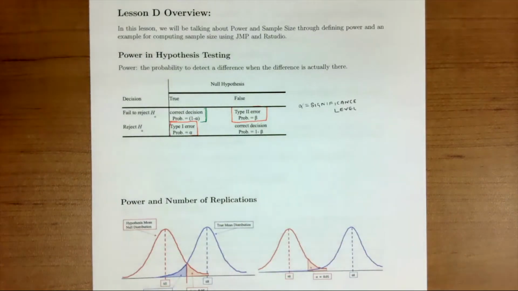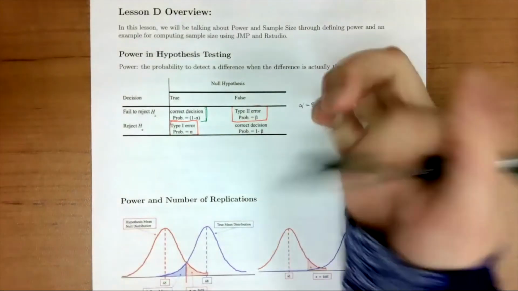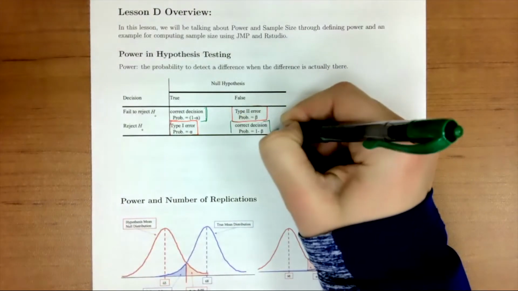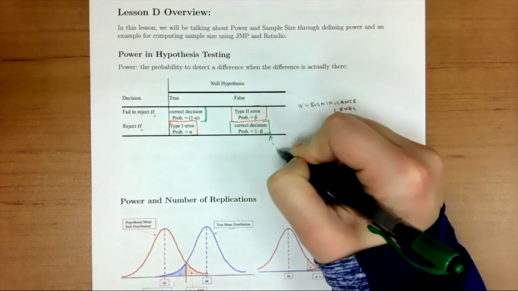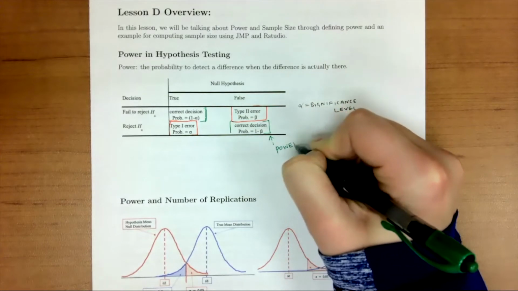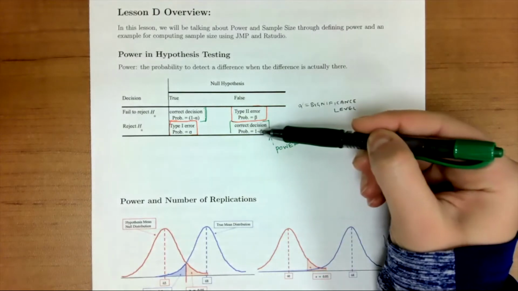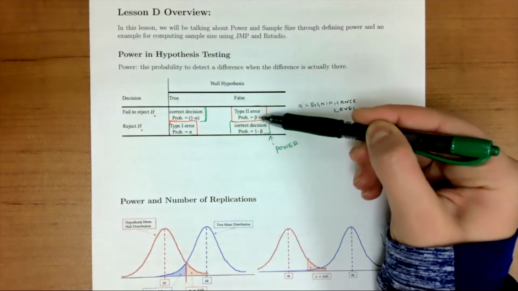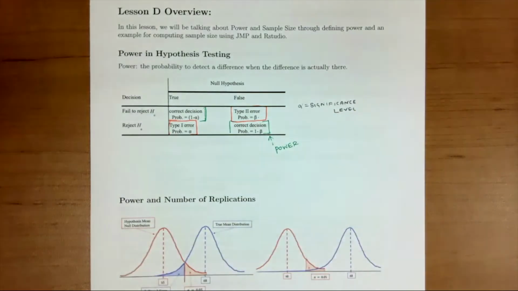Okay, and then our last one is when we reject the null and the null is false. This is also a correct decision. And this is also what we call power. And power is going to be 1 minus beta, where beta is the probability of making a type 2 error. And so again, power is what we're going to be talking about today, and it's the ability to detect a difference when there is actually a difference. All right?